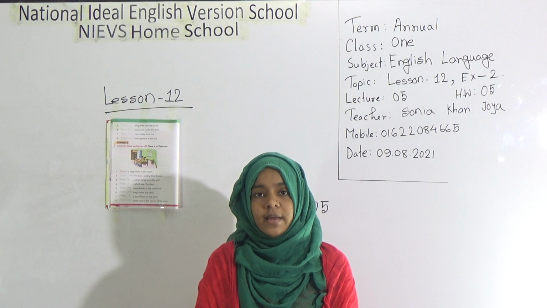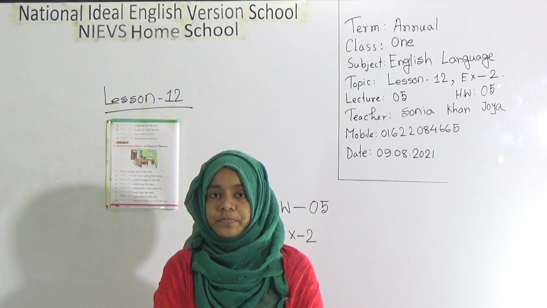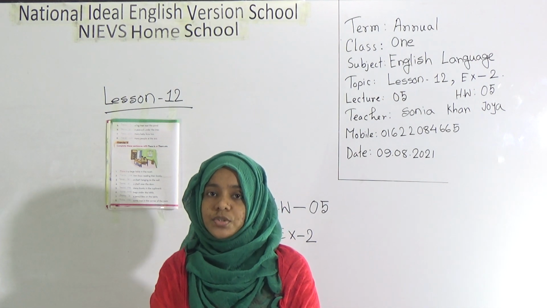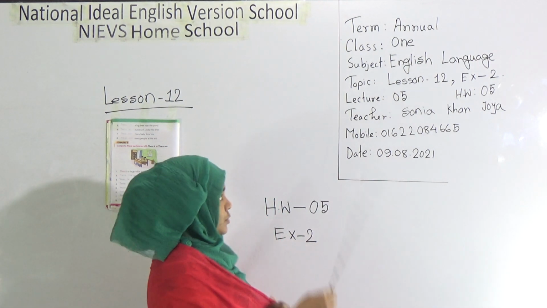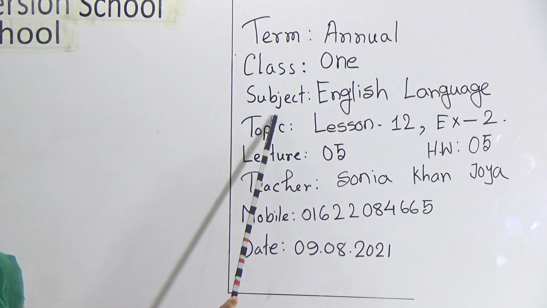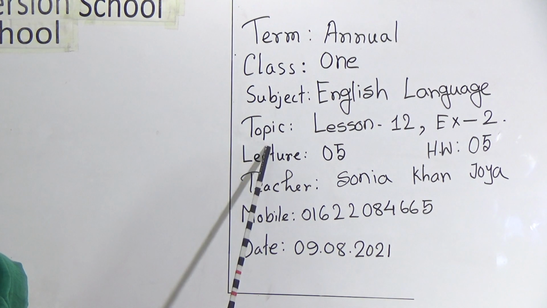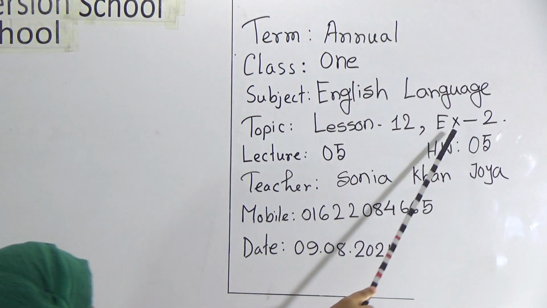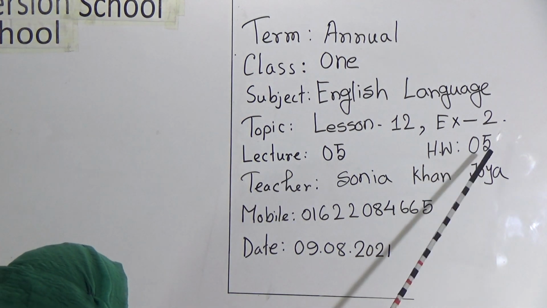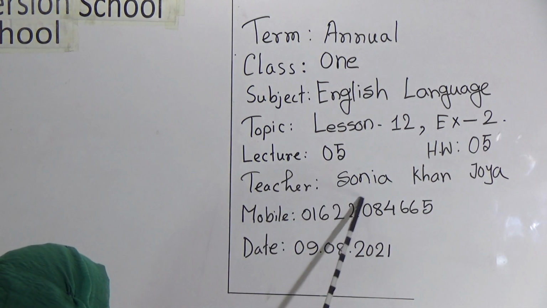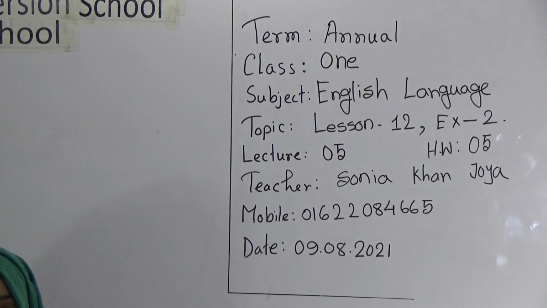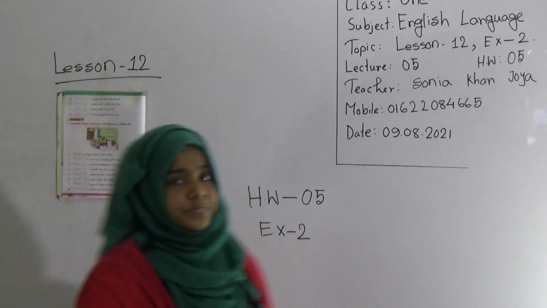Today I am going to take an English language class for class 1 students, and our today's topic is lesson 12, exercise 2. This is from Annual Class 1, subject English language, lesson 12 exercise number 2, your lecture number 5 and your homework number 5. Teacher, this is my name Sonia Joya, this is my mobile number, and this is today's date. So my dear students, let's start our today's topic.